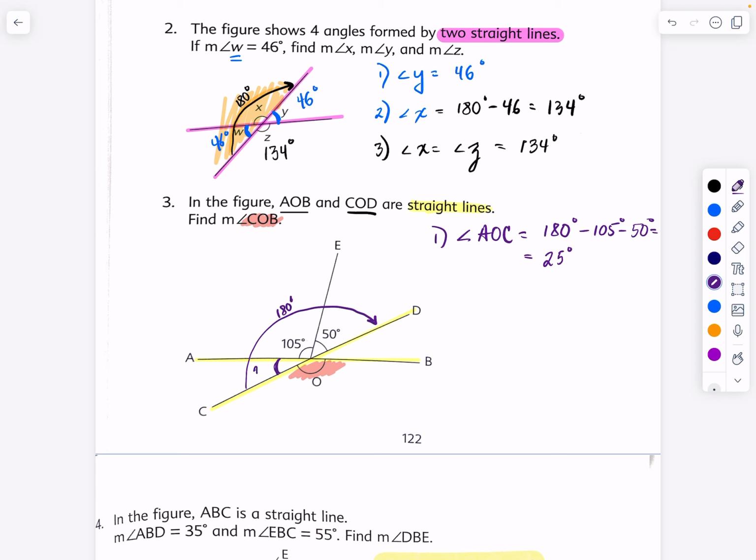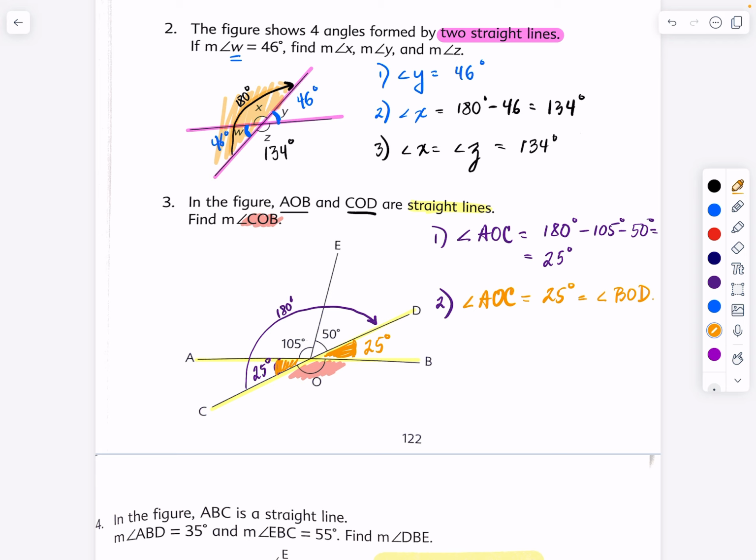So if this is 25 degrees, how can we, therefore step two, I see it. See, I love solving these problems. If angle AOC equals 25 degrees, it is also equal to angle BOD, because they're vertically opposite. So let's label this as also 25 degrees.